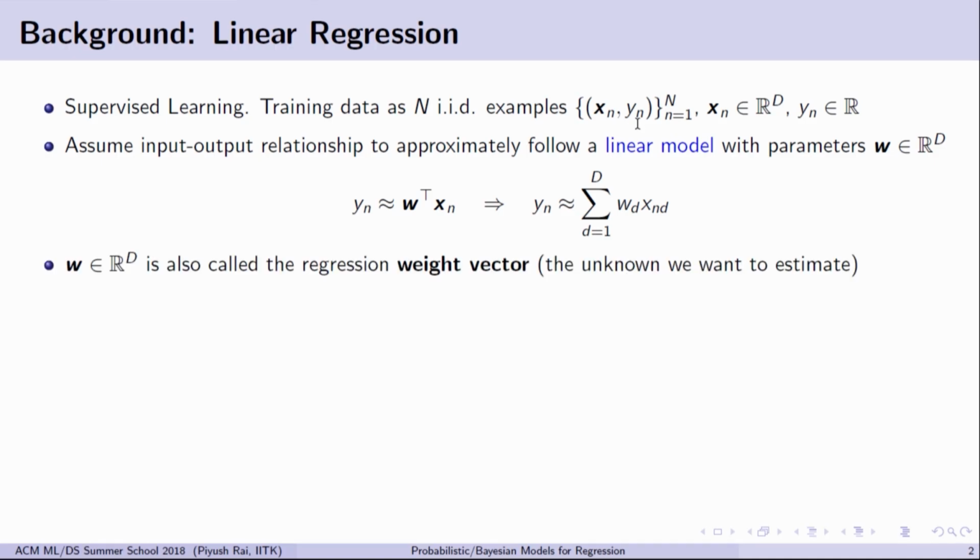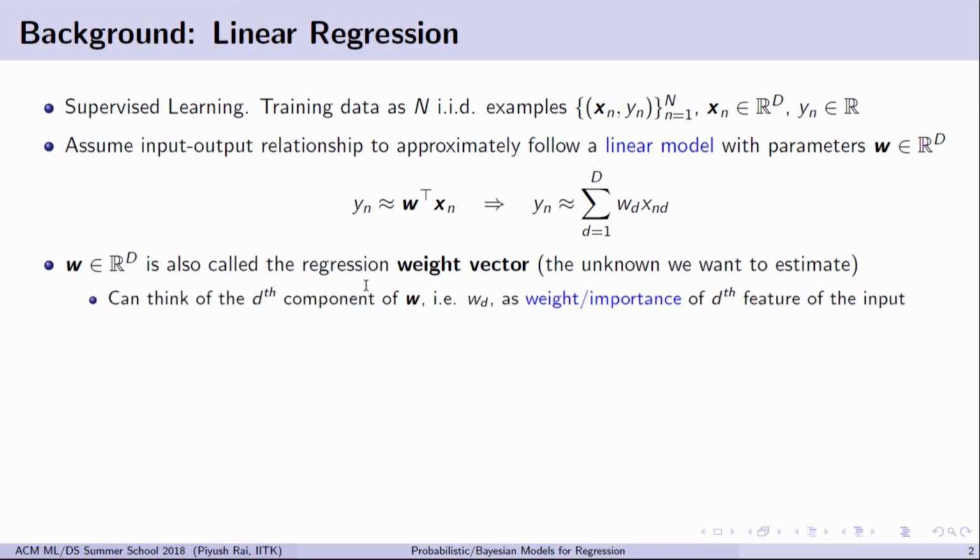And as I said, w, which is basically a D-dimensional vector, is the regression weight vector, and this is the unknown that we will be trying to estimate. So how do we estimate this is what we're going to look at. You can also think of the weight vector w as something where the dth component is telling us the importance of the dth feature in the data. So wd is how important the dth feature is in making the prediction. Okay.